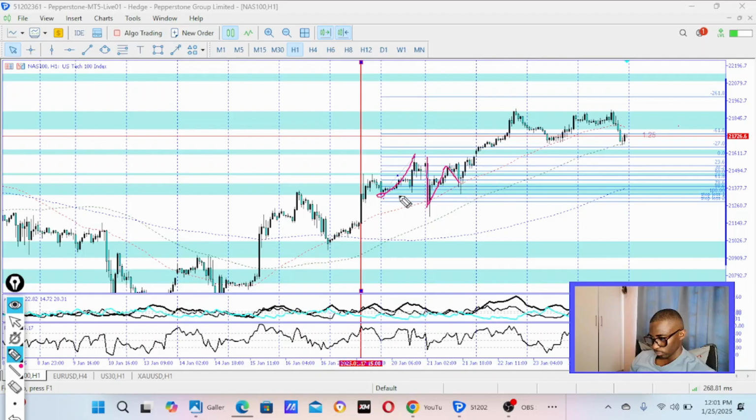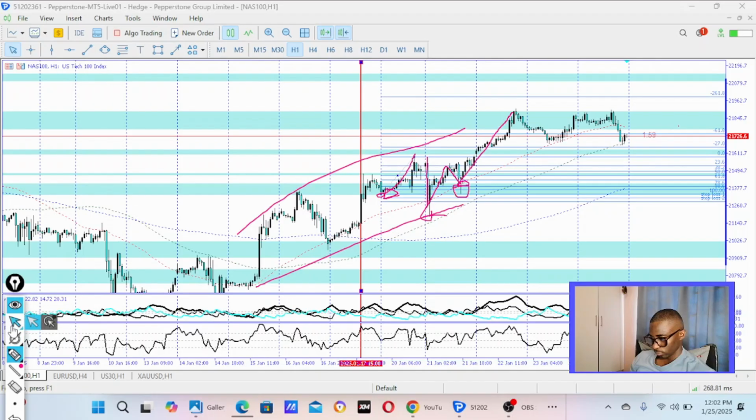So this is also an inverse head and shoulders. This is where your entry was supposed to be for the week, because we are looking for price to continue this bullish movement. So price made this bullish pattern, this head and shoulders, for price to continue going bullish. So this is where you could have entered to prepare for NASDAQ for the week.